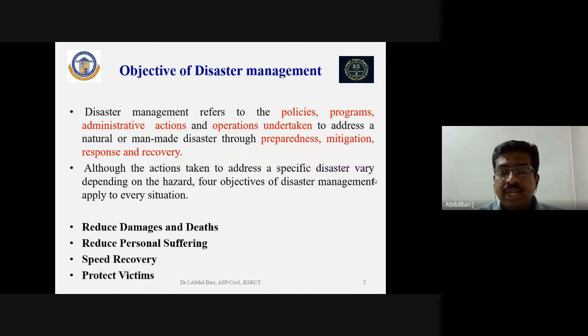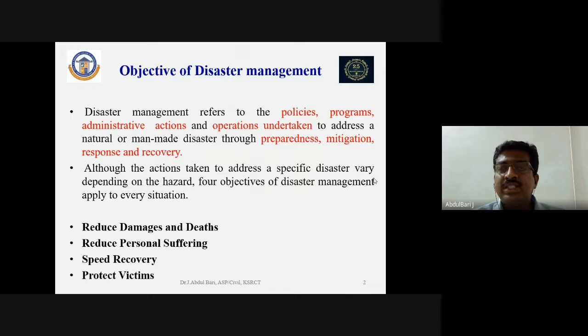Although the actions taken to address a specific disaster vary depending on the hazard, the following four objectives of disaster management apply to every situation: reduce the damages and deaths, reduce the personal sufferings, speed up the recovery, and protect the victims. These four objectives will be applied in each and every situation.